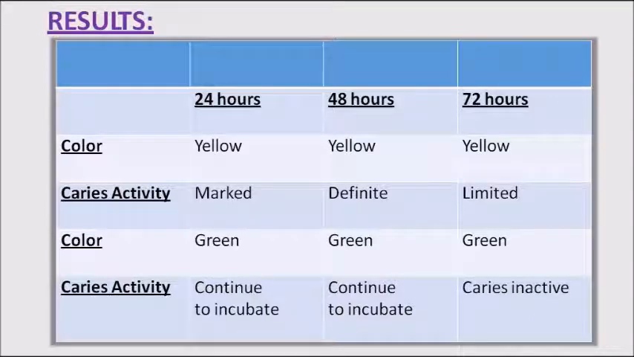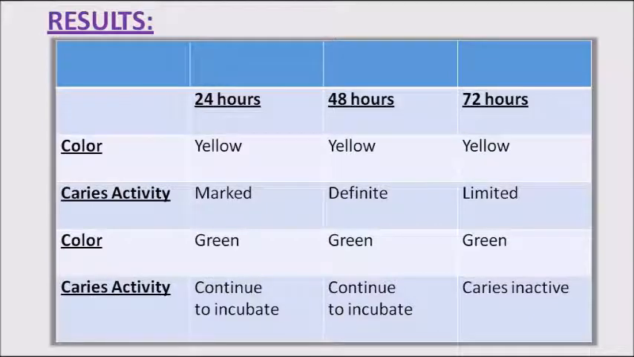If the color is green after 24 hours, we have to continue to incubate it. And if it is again green after 48 hours, again we have to continue to incubate. If it is green again after 72 hours, it means caries is inactive because it doesn't have any color change; it still remains green even after 72 hours. So that means the sample is caries inactive. That is what it means.